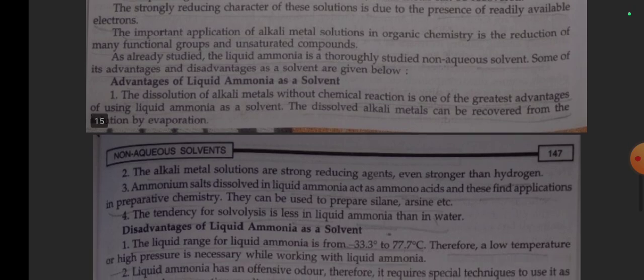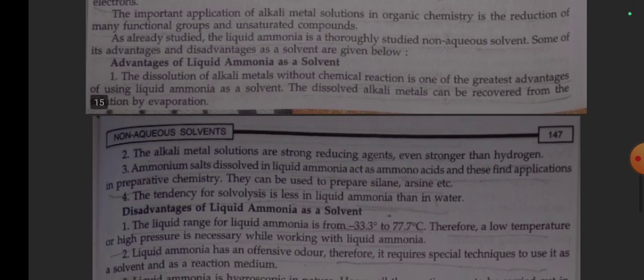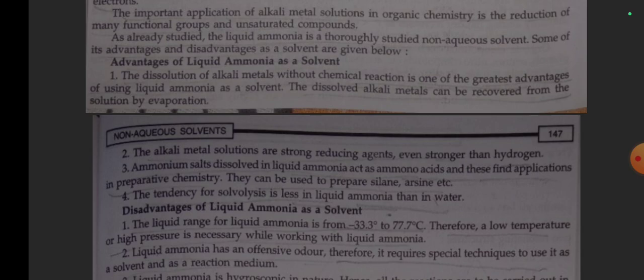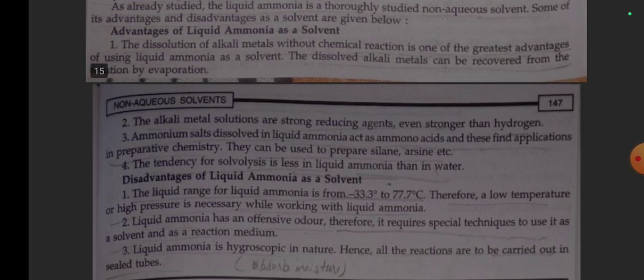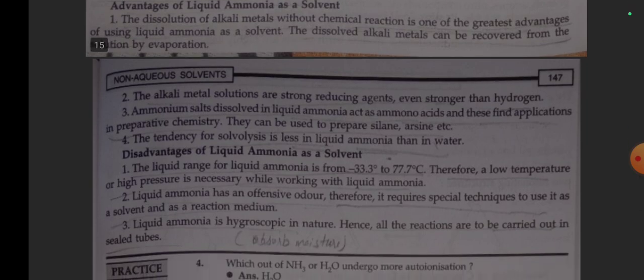As already studied, liquid ammonia is a thoroughly studied non-aqueous solvent. Some of its advantages and disadvantages as a solvent are given below. Advantages of liquid ammonia as a solvent. Number 1. The dissolution of alkali metals without chemical reaction is one of the greatest advantages of using liquid ammonia as a solvent. The dissolved alkali metals can be recovered from the solution by evaporation.